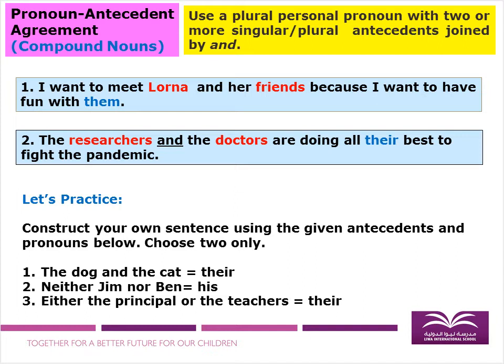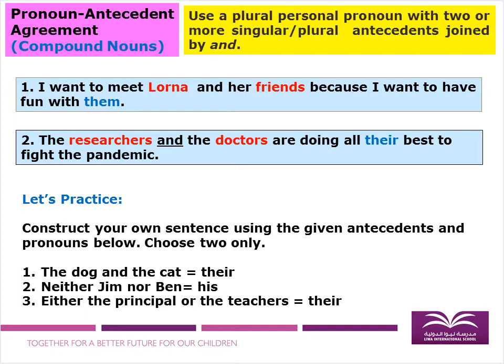Number 1, I want to meet Lorna and her friends because I want to have fun with them. Now, our antecedents here, we have Lorna and friends. And we have and between them, so it's automatic. We will use them here.